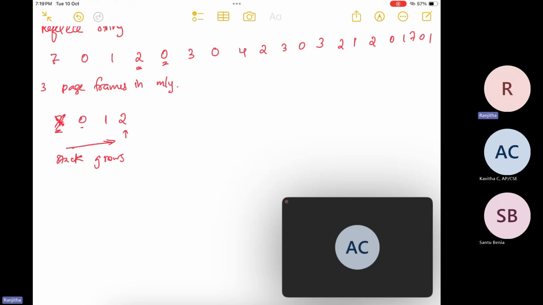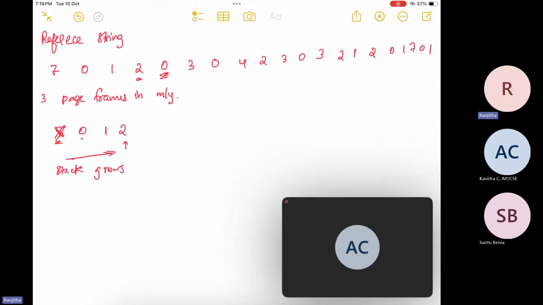Now see, 0 is referred, so 0 becomes more recent than 1 and 2. This is a way that I do it; it need not be followed. I just circle 0 because it's not a replacement, and I bring 0 to the front of the stack. Now this is where the top of the stack is.